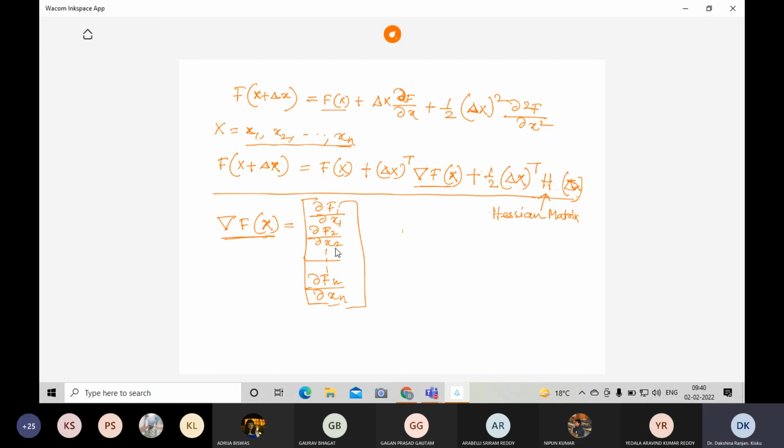Now, here H jk is found to be del 2 f by del xj del xk. Since this Hessian matrix is symmetric, we can have the same matrix by changing the rows into columns or columns into rows. Therefore we can write Hjk equals Hkj, and this will give the same matrix, since this is a symmetric matrix. So we can use both of these notations for representing the Hessian matrix.